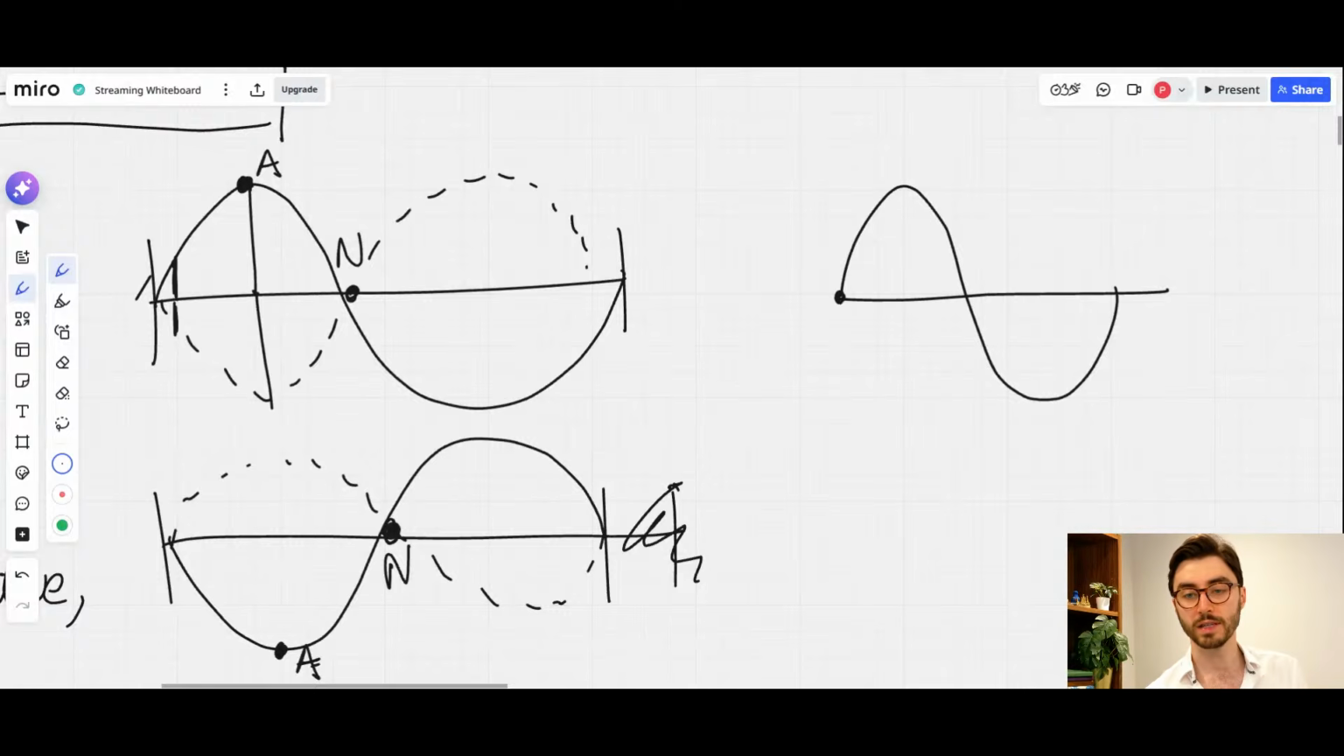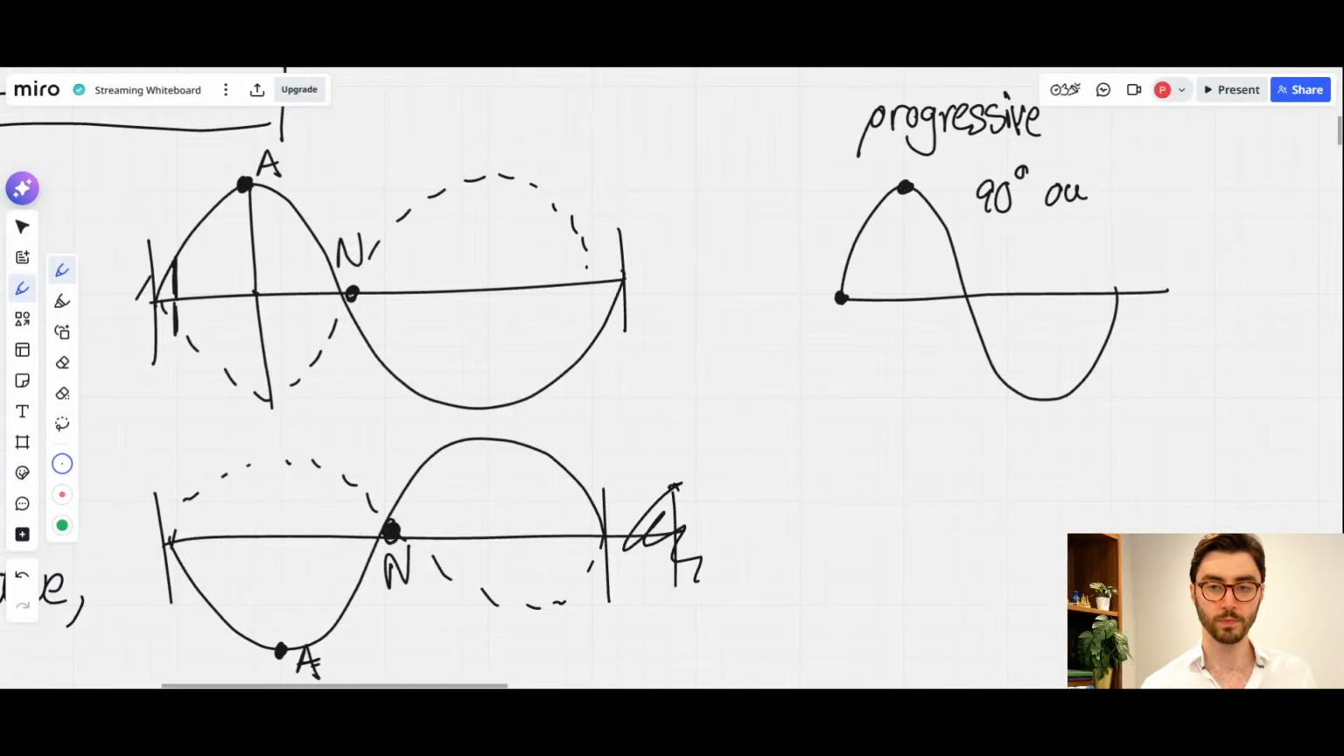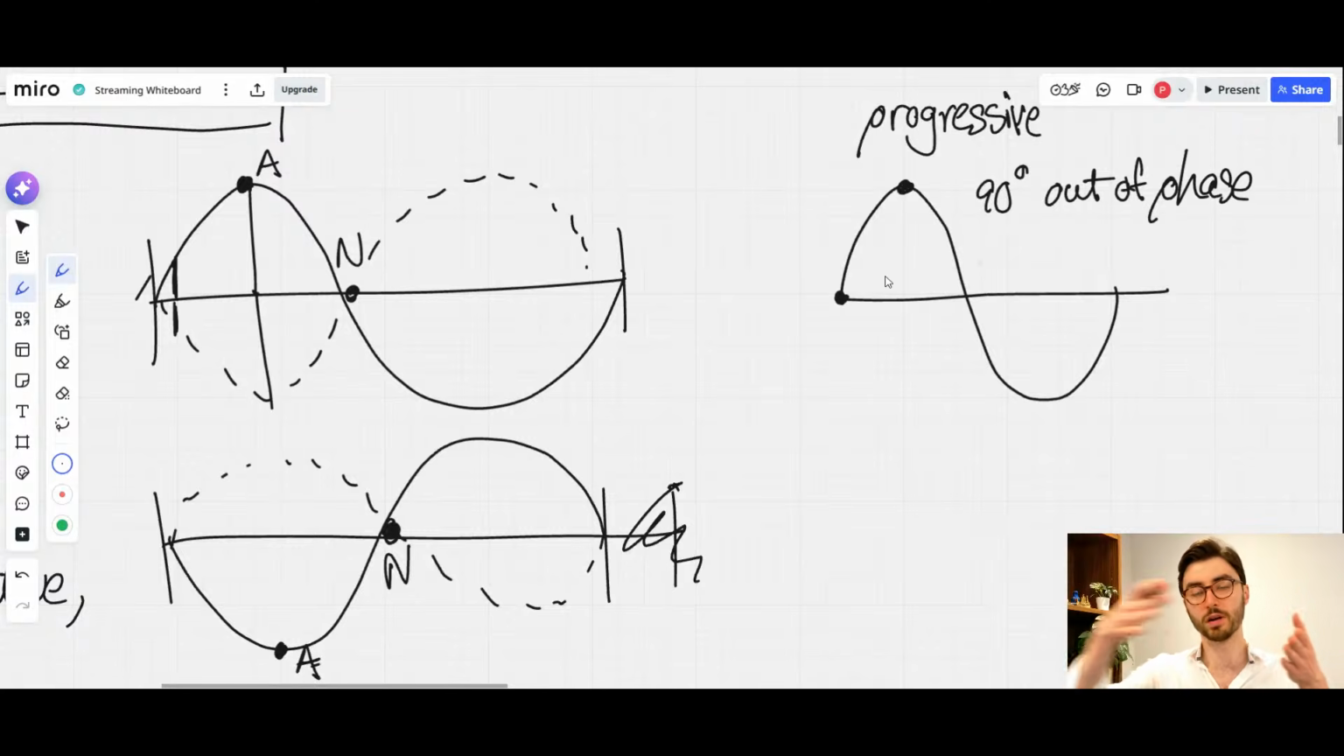So this point here and this point here are a quarter wave apart. And so if one wave is 360 degrees, we consider these to be 90 degrees out of phase. So we have a progressive wave. These would be 90 degrees out of phase. So the phase varies along a progressive wave, whereas for a stationary wave, the phase works a little bit differently.